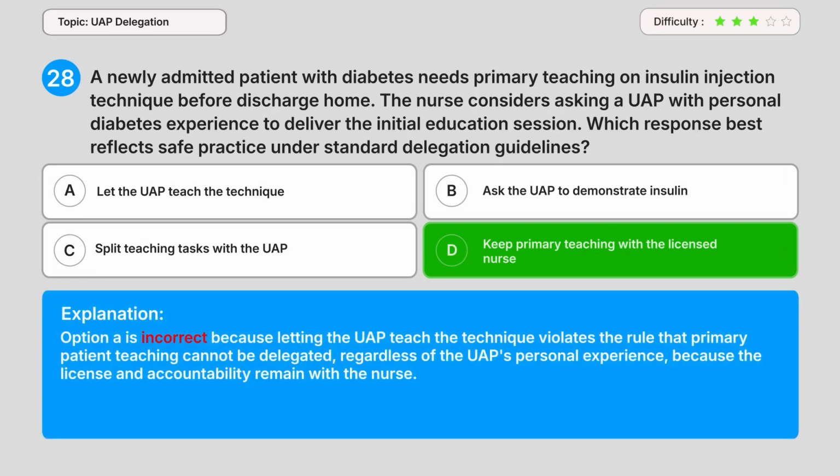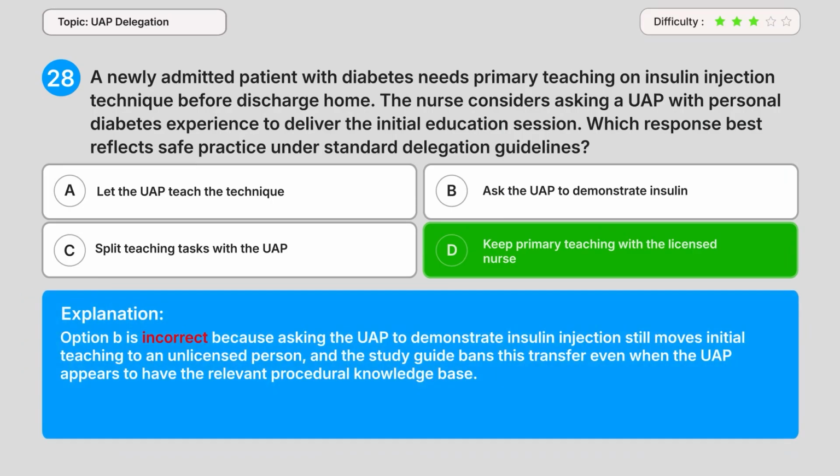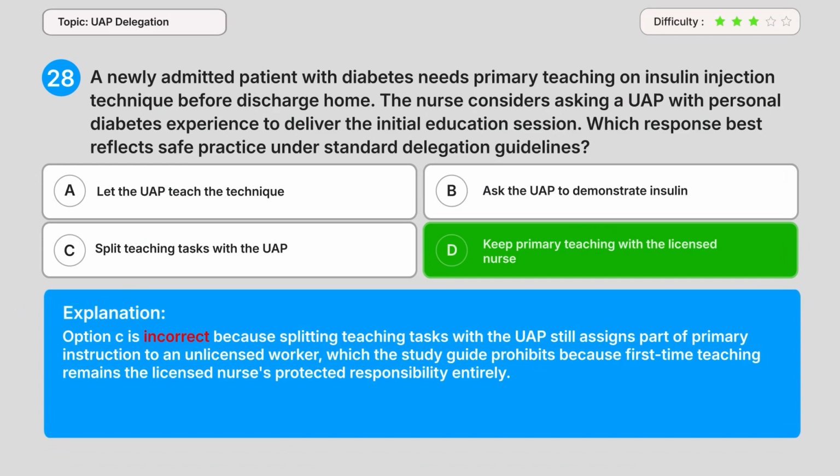Option A is incorrect because letting the UAP teach the technique violates the rule that primary patient teaching cannot be delegated, regardless of the UAP's personal experience, because the license and accountability remain with the nurse. Option B is incorrect because asking the UAP to demonstrate insulin injection still moves initial teaching to an unlicensed person, and the study guide bans this transfer even when the UAP appears to have the relevant procedural knowledge base. Option C is incorrect because splitting teaching tasks with the UAP still assigns part of primary instruction to an unlicensed worker, which the study guide prohibits because first-time teaching remains the licensed nurse's protected responsibility entirely.